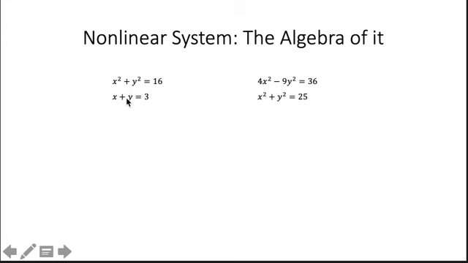This is a circle, this is a line. We could have one point of intersection, we could have 2 points of intersection, we could have no points of intersection. This is going to be a hyperbola and a circle. We could have 1, 2, 3, or 4 points of intersection here. So this was a circle and a line. This was a hyperbola and a circle.